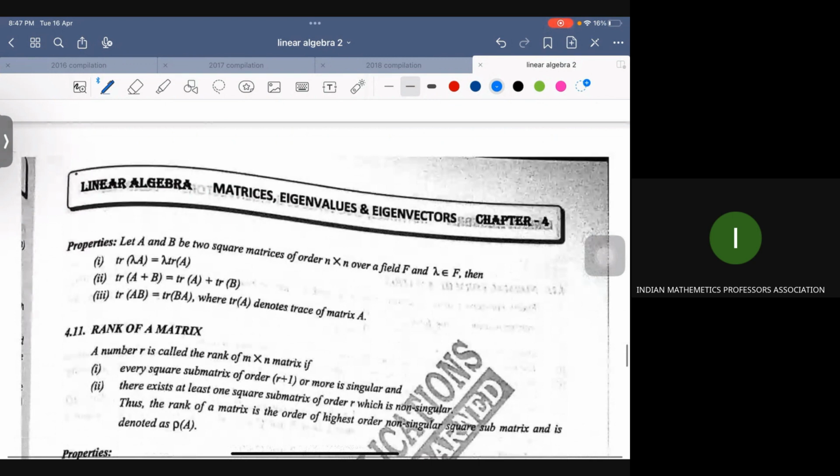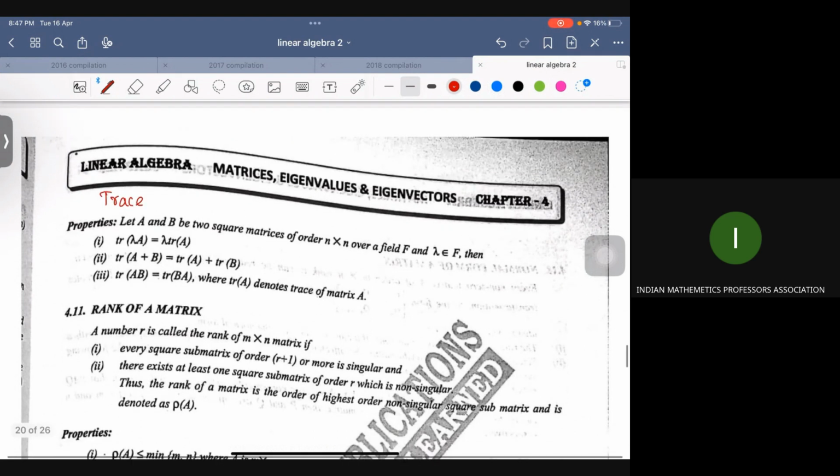Next, trace of a matrix. Trace is nothing but the sum of diagonal elements of the matrix. If the diagonal elements are A, B, C, these elements may be anything, then trace is nothing but A plus B plus C.